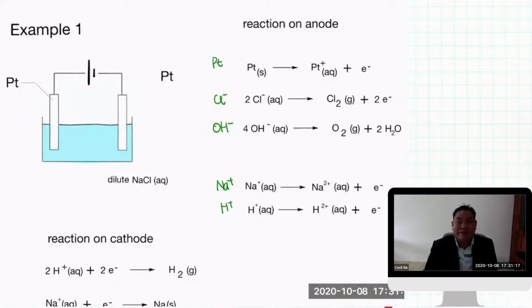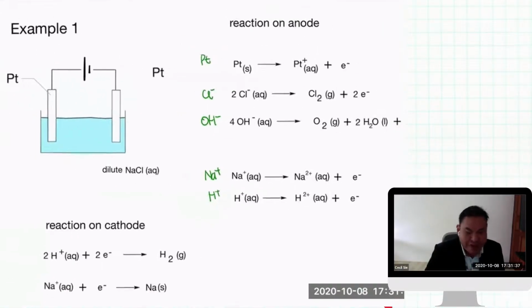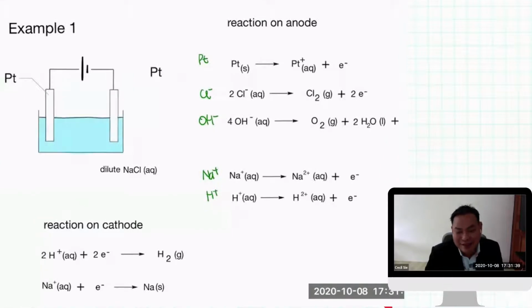So you have 5. Out of these 5, 2 will not react. Out of these 5, you need to choose only 1. That means 4 will not react, but 2 of them is very, very unlikely. It's not logical at all. It's impossible for you to have that reaction. Which 2? Very simple. These 2.